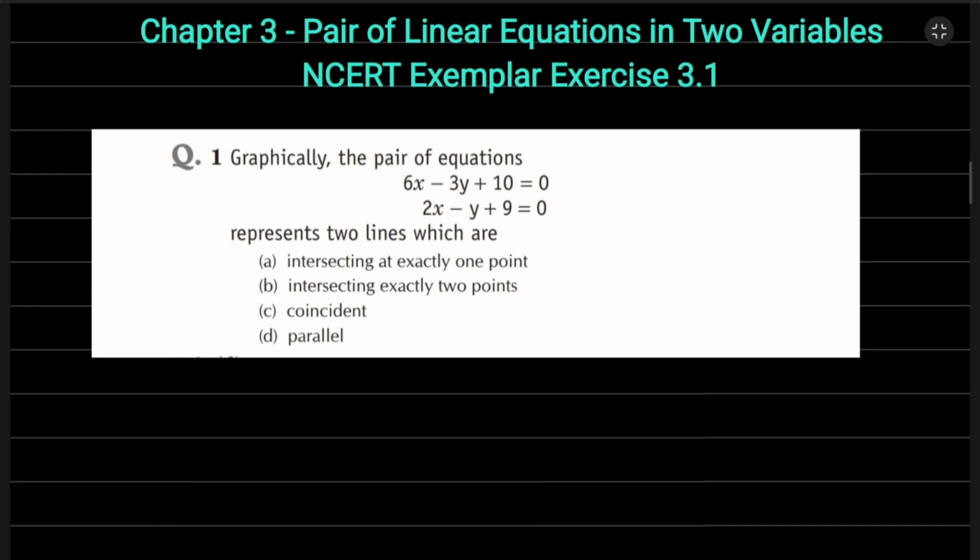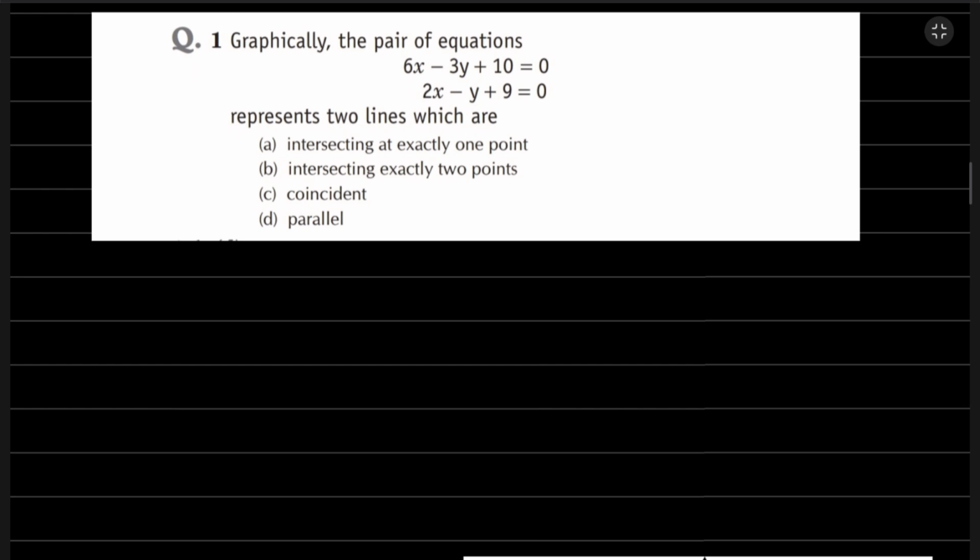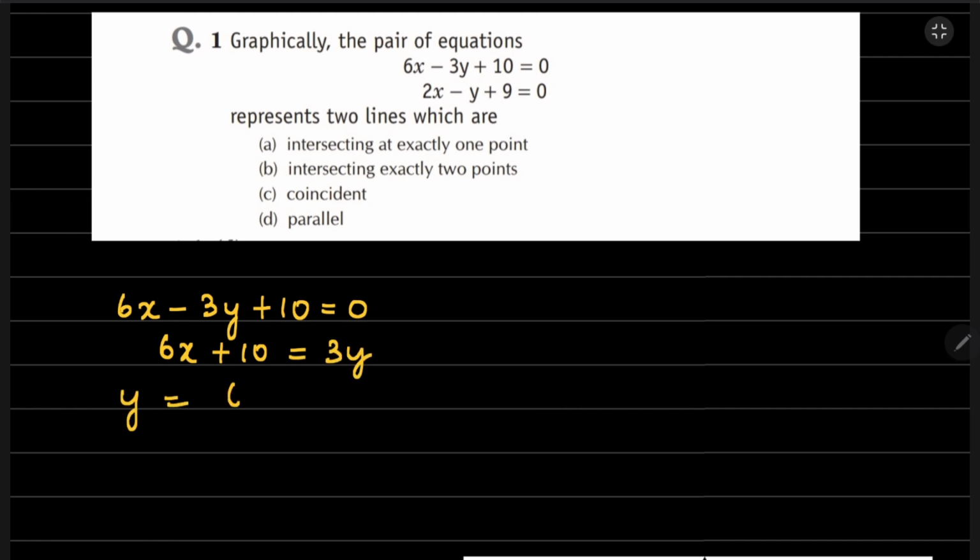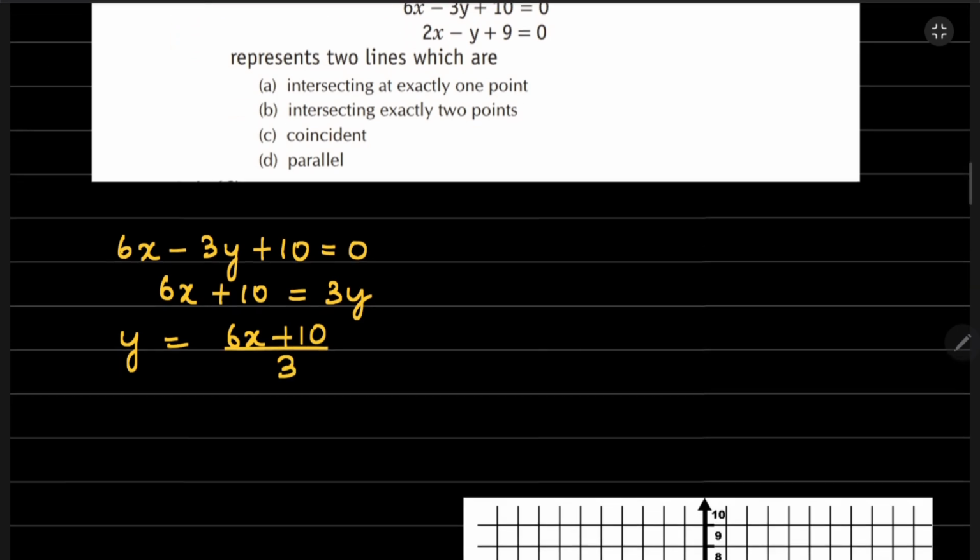In order to plot the straight lines of both these linear equations, we need to have points, we need to find out the x and y coordinates. So let's get that first. The first equation is 6x minus 3y plus 10 equal to 0. So 6x plus 10 is equal to 3y, or I can write y is equal to (6x plus 10) by 3. We can get at least minimum 2 points.